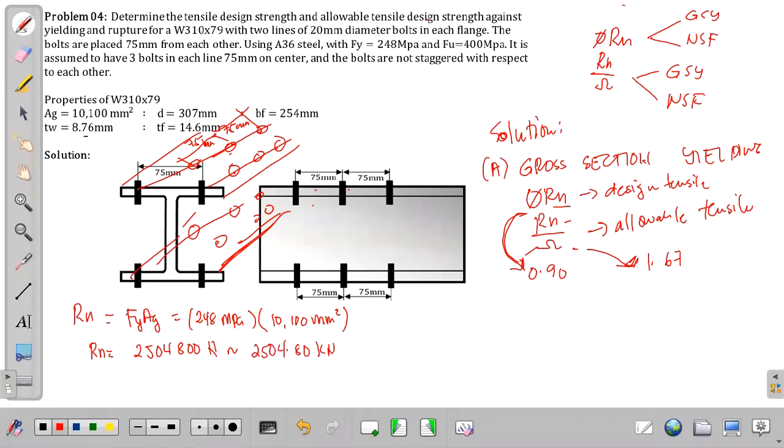So after finding for Rn, we can now solve for the design and the allowable tensile strength against gross section yielding, since we have now the values of this Rn and then yung factor. Okay, so for the design tensile strength, that is φRn, that is equal to phi 0.9, and the value of Rn we have 2504.8. So what would be now our design tensile strength against yielding? Ano yung value natin dito?